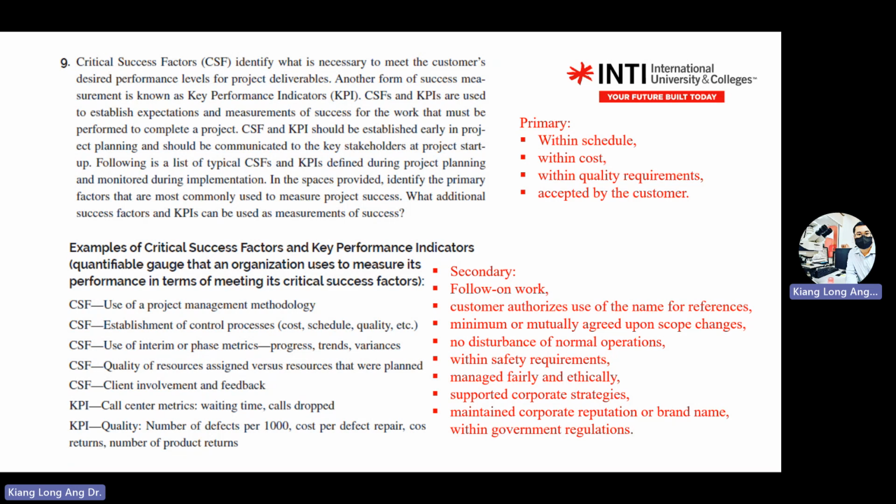minimum changes to the scope, no disturbance to the normal operation, within safety, ethically, support corporate strategies, maintain corporate reputation or branding within the government regulation. So this is outside the projects, you can say. It becomes a secondary. Or this one, secondary is what you do to achieve the primary.